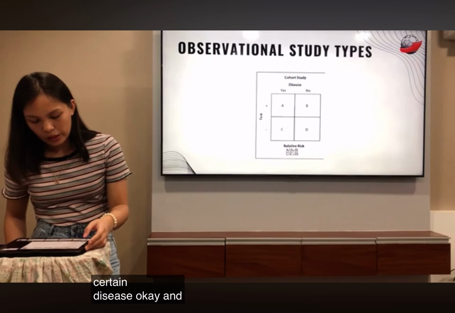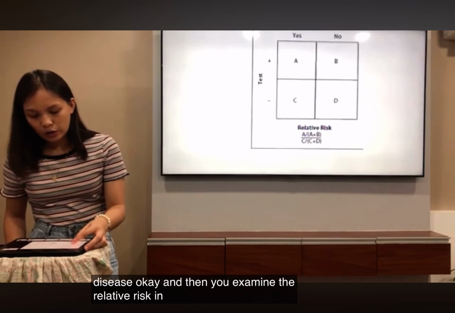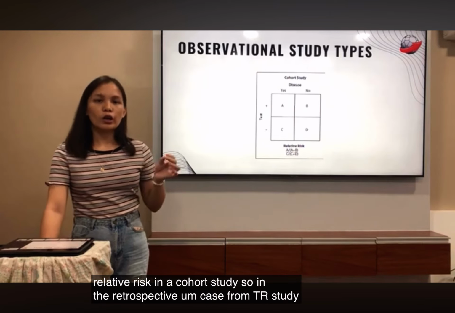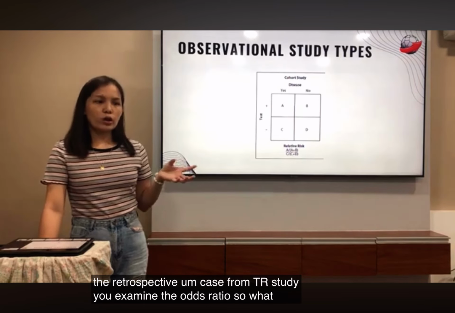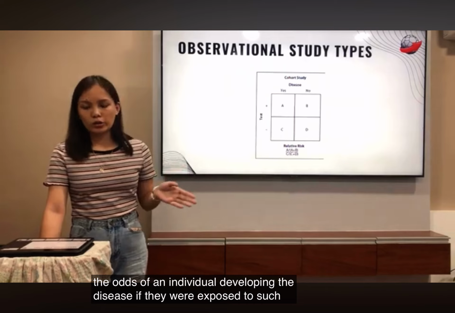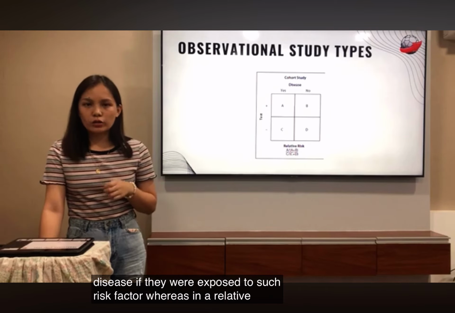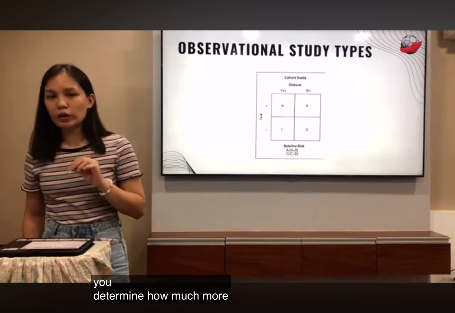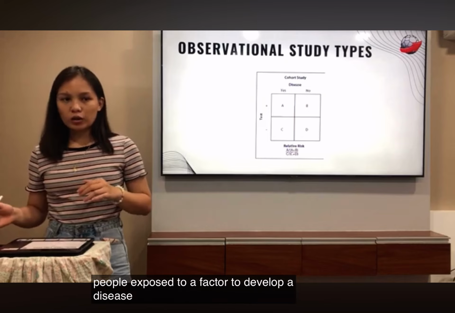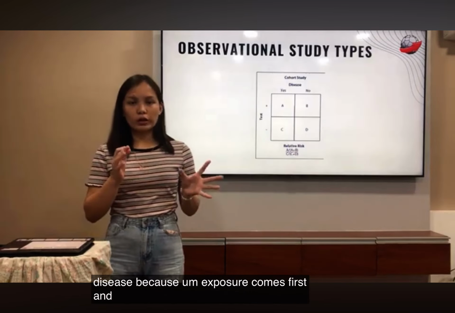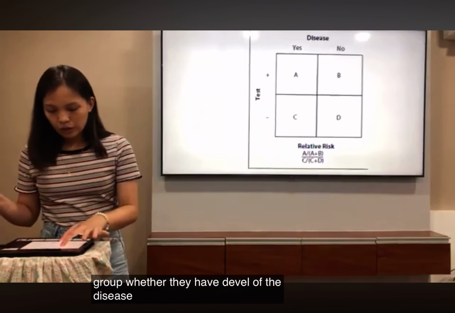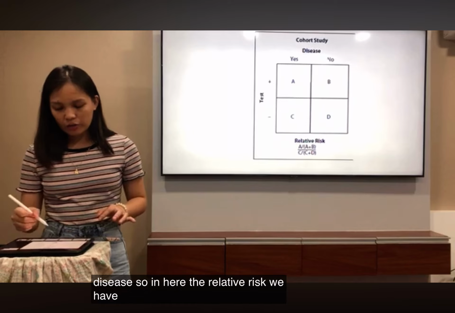Okay, and then you examine the relative risk in a cohort study. In the retrospective case control study, you examine the odds ratio. So what are the odds of an individual developing the disease if they were exposed to such risk factor? Whereas in relative risk, you determine how much more likely it is for people exposed to a factor to develop a disease, because exposure comes first, and then you follow up with the group whether they have developed the disease. So here, for the relative risk, we have the formula.